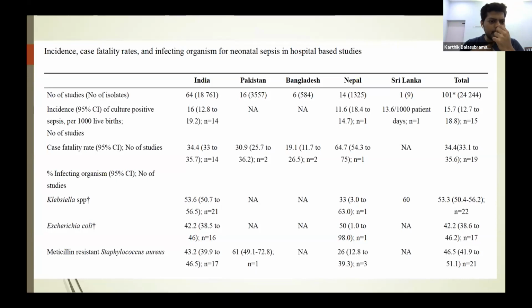42% of these isolates were E. coli, and 43% of the isolates were methicillin-resistant Staphylococcus aureus. Even though we say that viral infections are still playing a role, this particular recent study, where they specifically looked, included studies over a period of 10 years, from 2009 till 2018. And over the last 10 years, the bacterial pattern has not changed much.